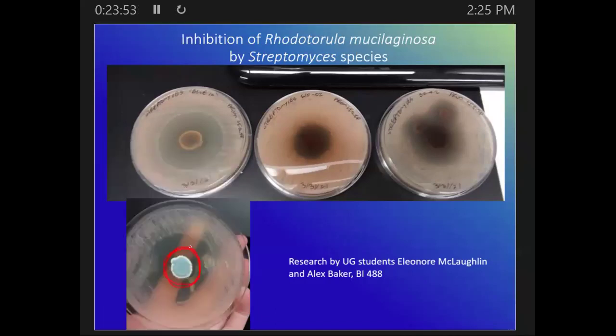You can see different inhibition zones. Whoops, that one wasn't too good. Around this one, there's a really good one. So again, there's promise. Some of the Streptomyces bacteria, I think, are promising for antibiotics, something that this particular pathogen is sensitive to.